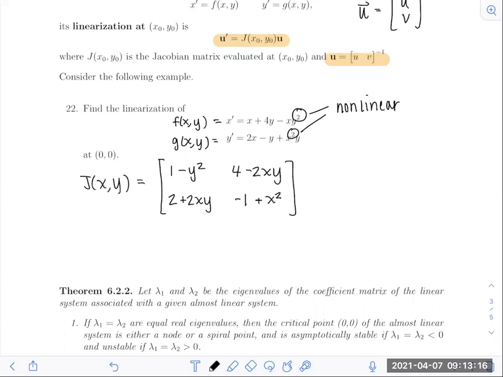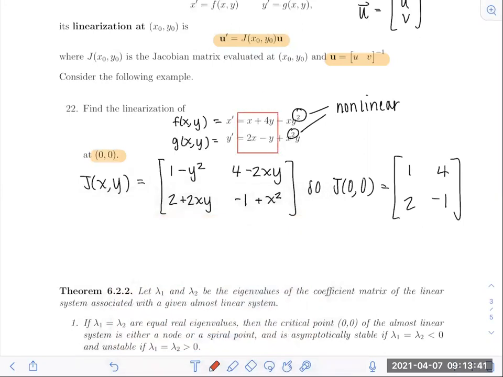And now I would like to evaluate the Jacobian at the point that they gave me, in this case, 0, 0. So my Jacobian at 0, 0, anything with an x or y is going to die. So I just get my constants 1, 4, 2, negative 1. And you'll notice here that those are exactly the coefficients of the linear terms. Now, that only happened because we were evaluating at 0, 0. Had we been evaluating at some non-zero point, we would have gotten additional terms in there.